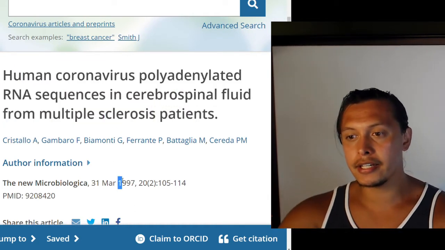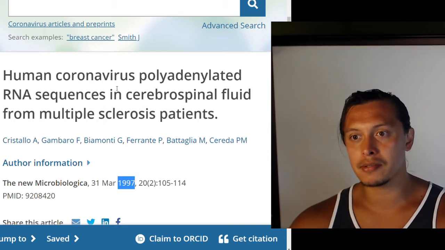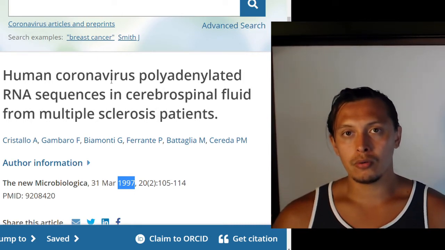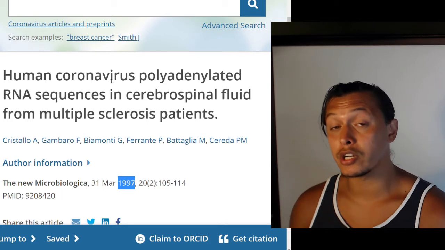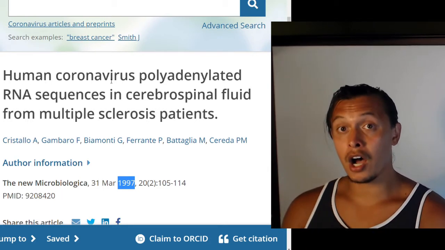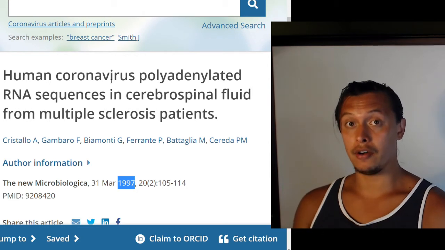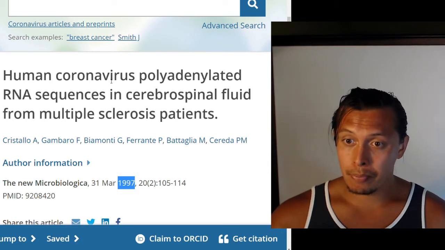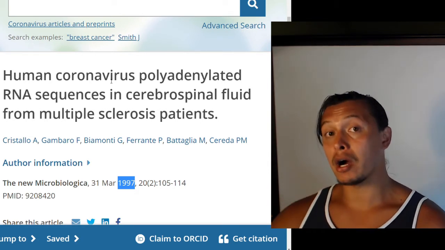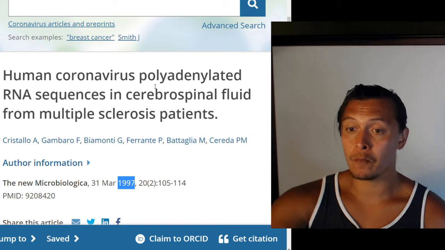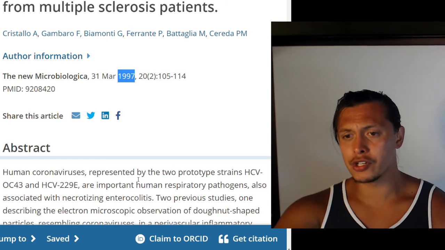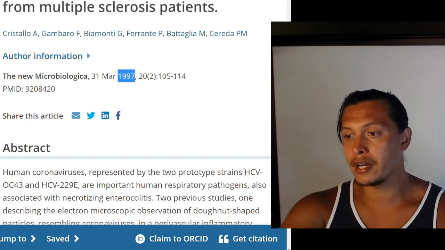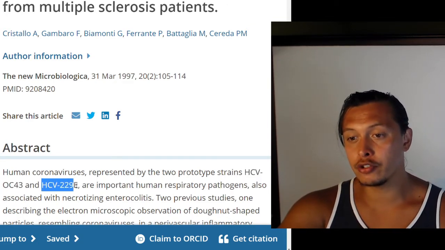So even in 1997, we were discussing the possibility that these human coronaviruses are playing a role in neuropathologies. So for instance, in multiple sclerosis, which many people argue is an autoimmune disease against the myelin sheaths of the axons of the neurons, that is one of the symptomologies, or at least one of the biomarkers of multiple sclerosis, right? And so I think we should just continue with this. So the abstract: the human coronaviruses represented by the two prototype strains, HCOV OC43 and HCOV 229E.